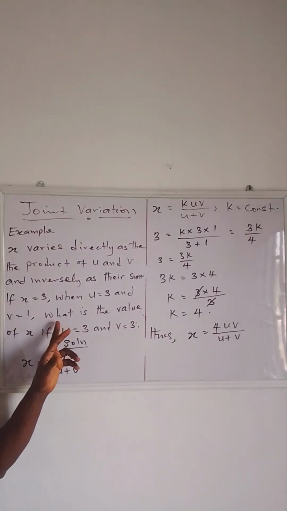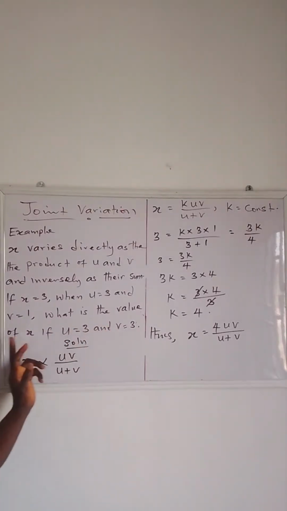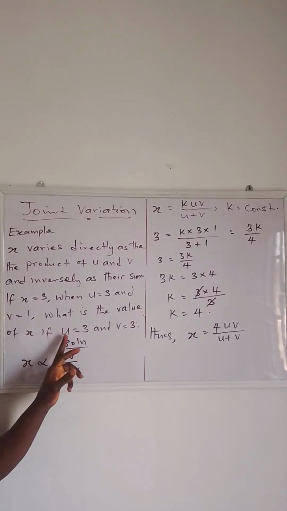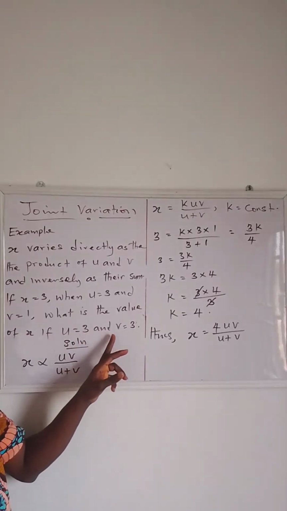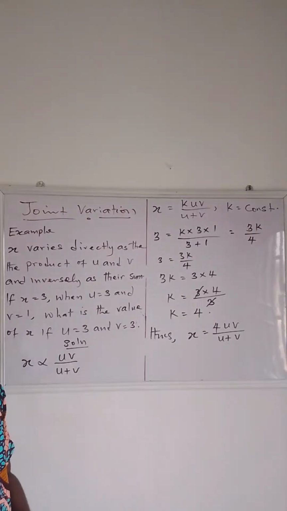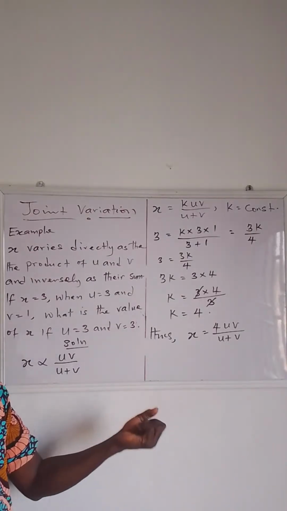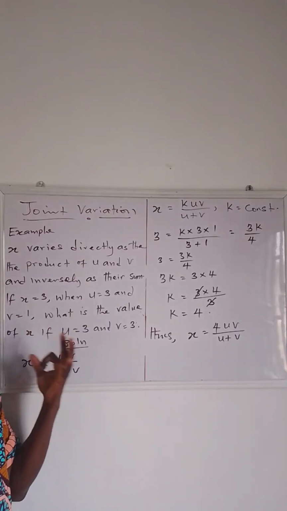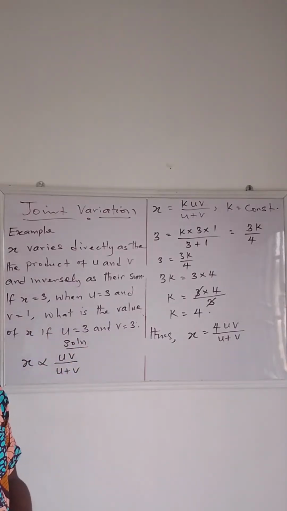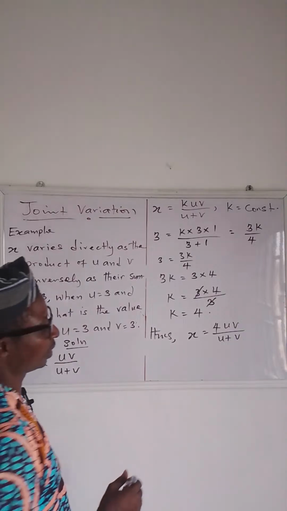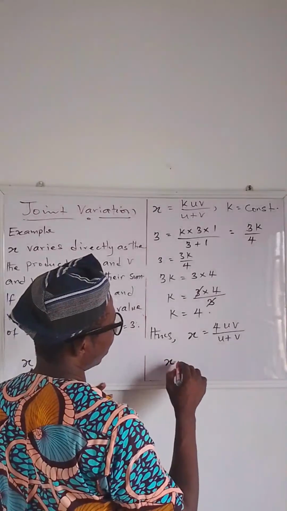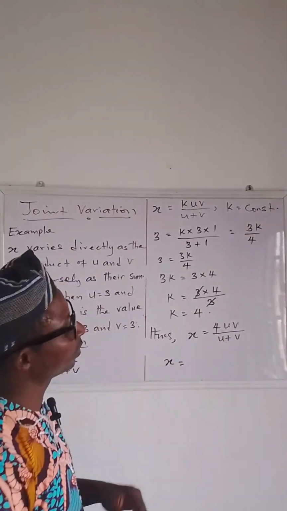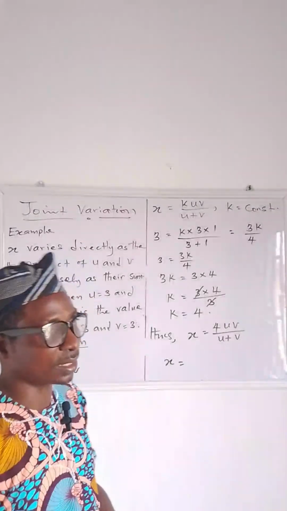Now the question says, what is the value of X if U is 3 and V is 3? Now let's plug in the values of U and V. V is 3 and U is also 3. So what is going to be the value of X? Now can we do that? Before I do it, I want you to try it and tell me the answer.